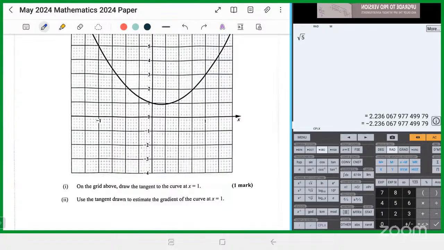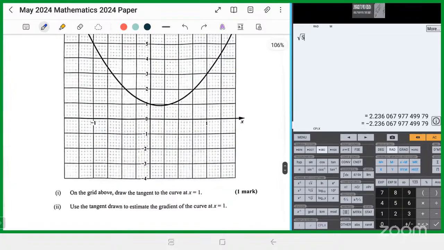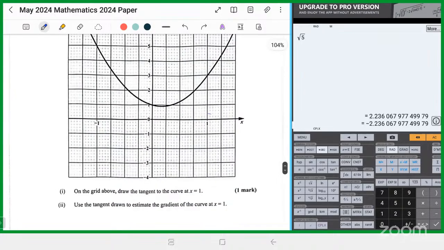Now, x equals 1 on the graph is here. This is x equals 1. On the graph, it is this point. Alright? So, the question is asking us to draw a tangent on the graph at this point. This is the point where x is equal to 1. So, a tangent is a line that touches the graph at that single point only, just touches it and appears to be running parallel to the graph at that point.